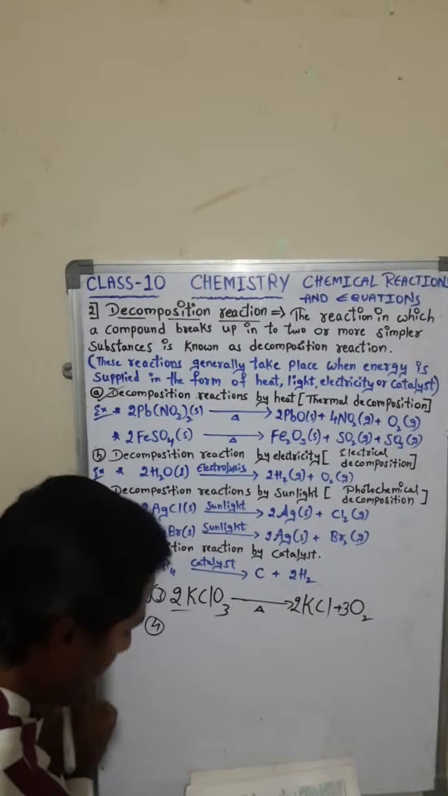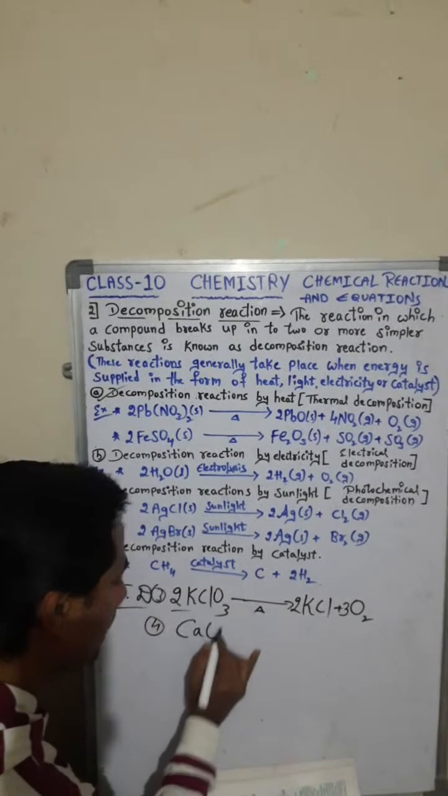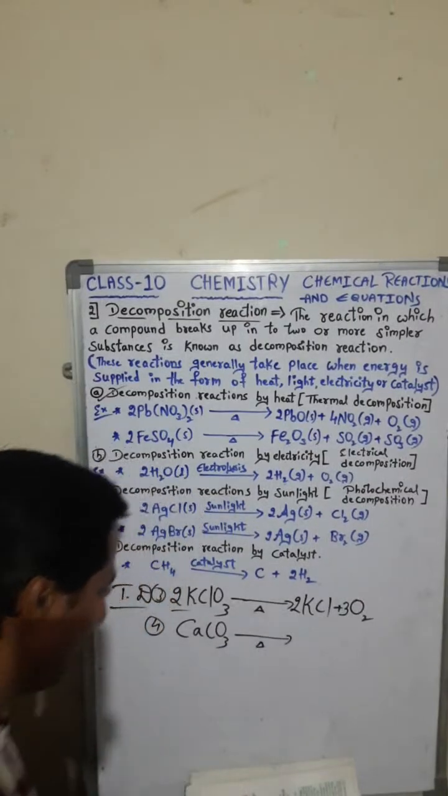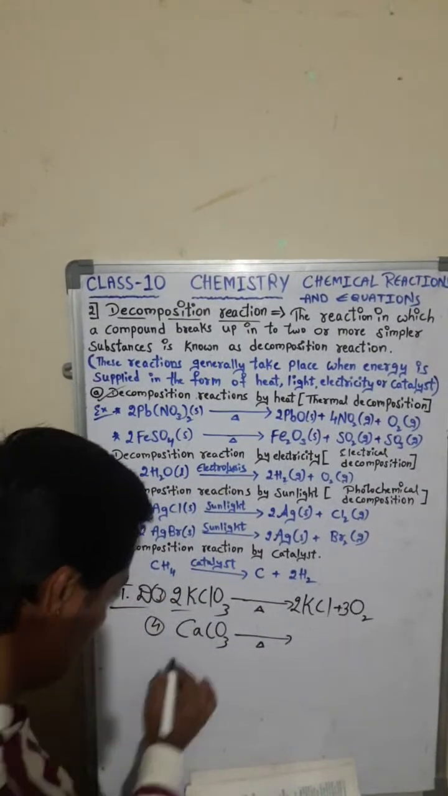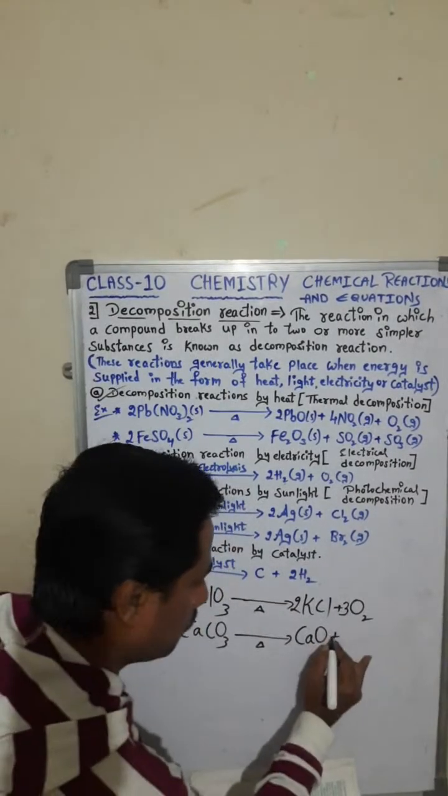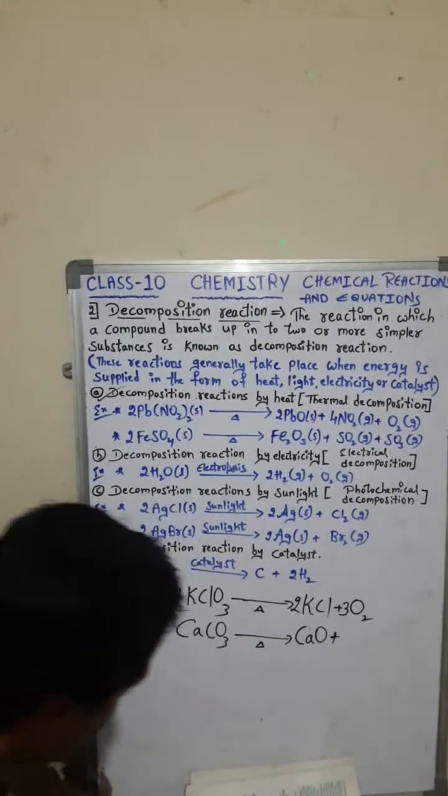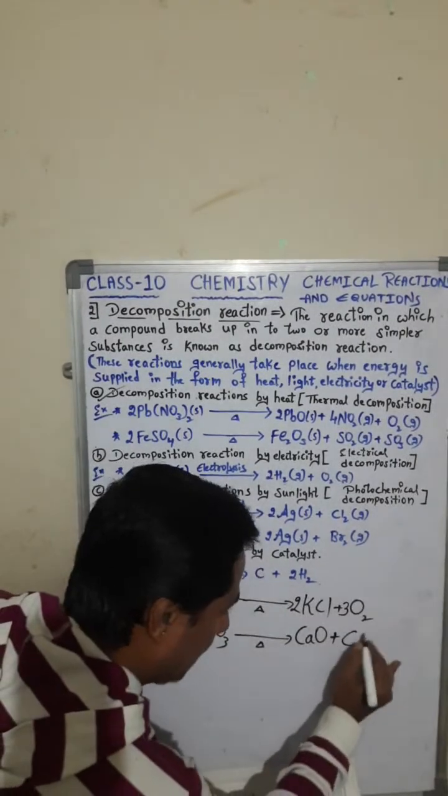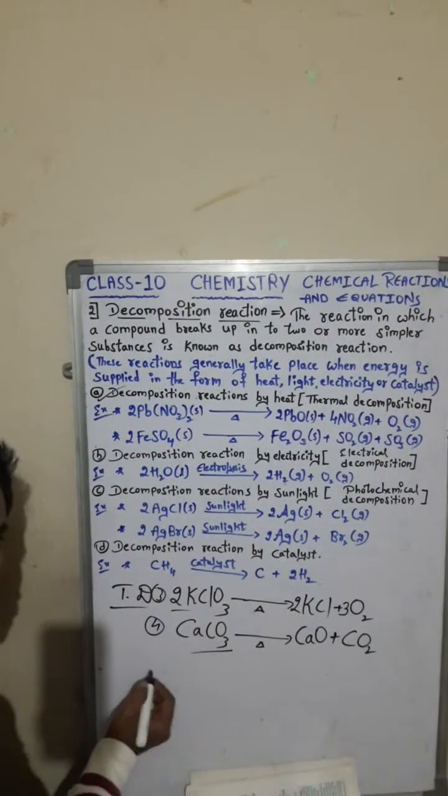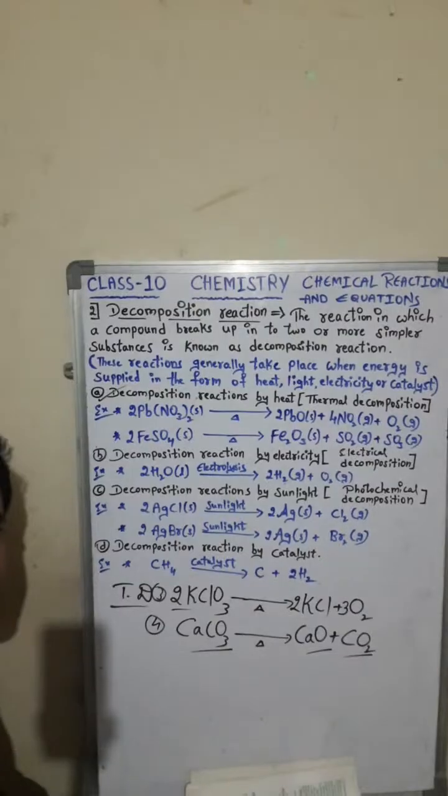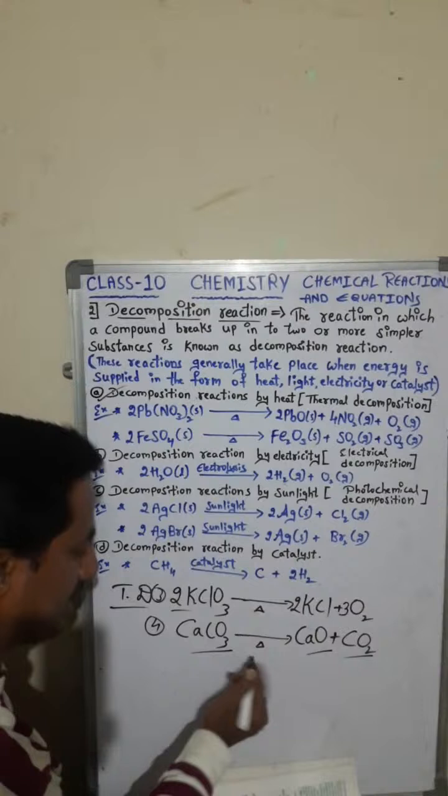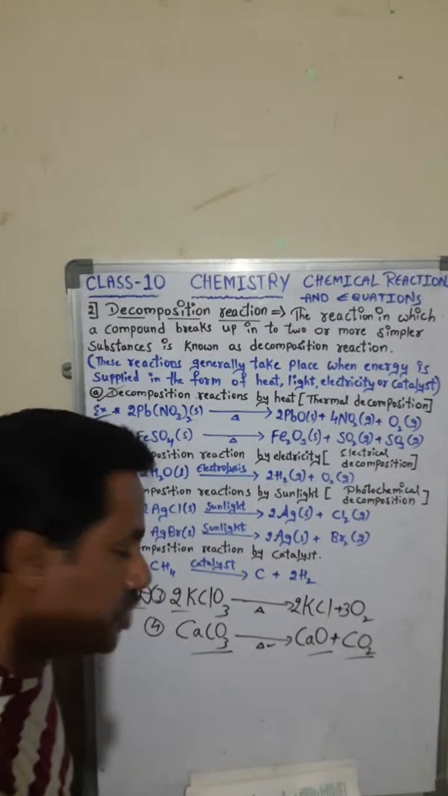So CaCO3. What is CaCO3? Calcium carbonate. When you heat this calcium carbonate, what happens? Calcium oxide will form. Along with that, not oxygen, carbon dioxide will form. One compound breaking down into two or more substances, either elements or compounds. So it is decomposition reaction. Example is thermal decomposition. Fourth example.